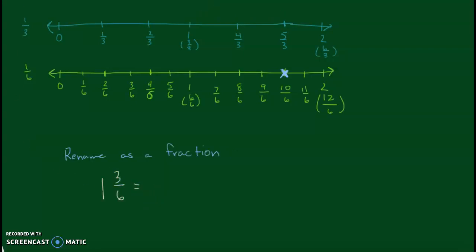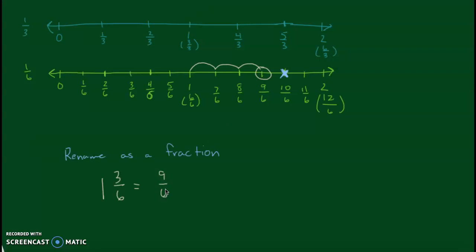The last section of the upper part is asking us to rename the mixed numbers as a fraction. And we've got 1 3/6 here. Since it's a mixed number, we're going to go to the whole number of 1 on our sixth number line, and we're going to go out 3 more sixths. So we've got 1/6, 2/6, 3/6, and 1 3/6 is the same as 9/6.